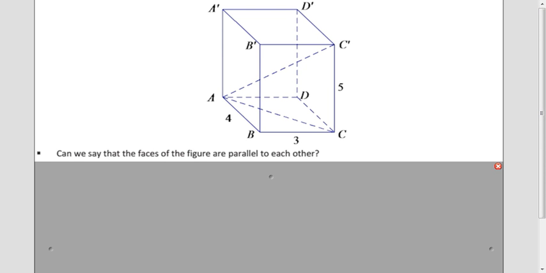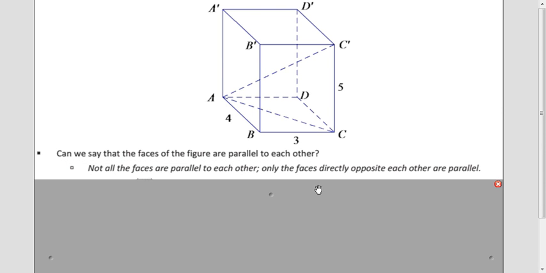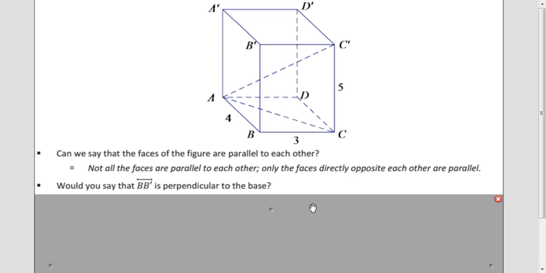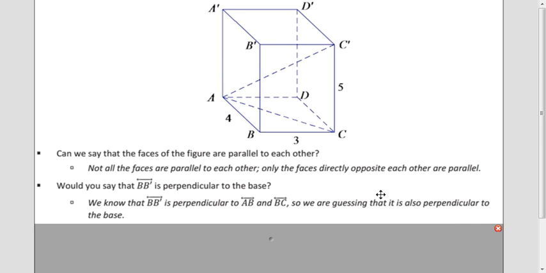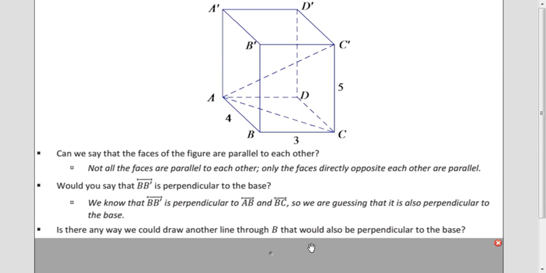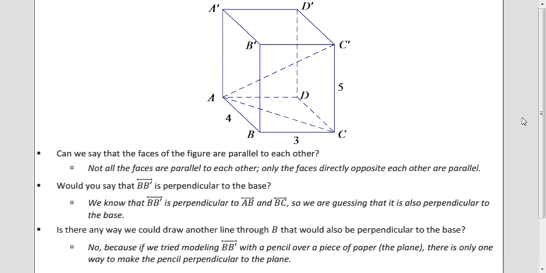Right. Can we say that all of the faces are parallel to each other? No, only the opposite faces in this case are parallel to each other. And would you say that that line is perpendicular to the base? Yeah, well, it's perpendicular to these other lines on the base, so it should also be perpendicular. And is there any other line going through B that's also perpendicular to the base? No, that's the only line that gets the job done. Any other line you try to draw will be the exact same one. So that's the unique line that does the job.